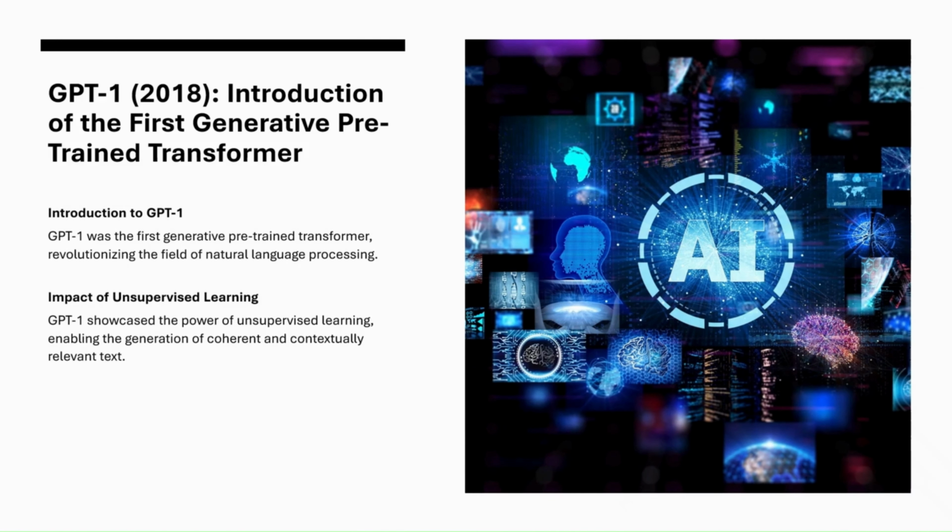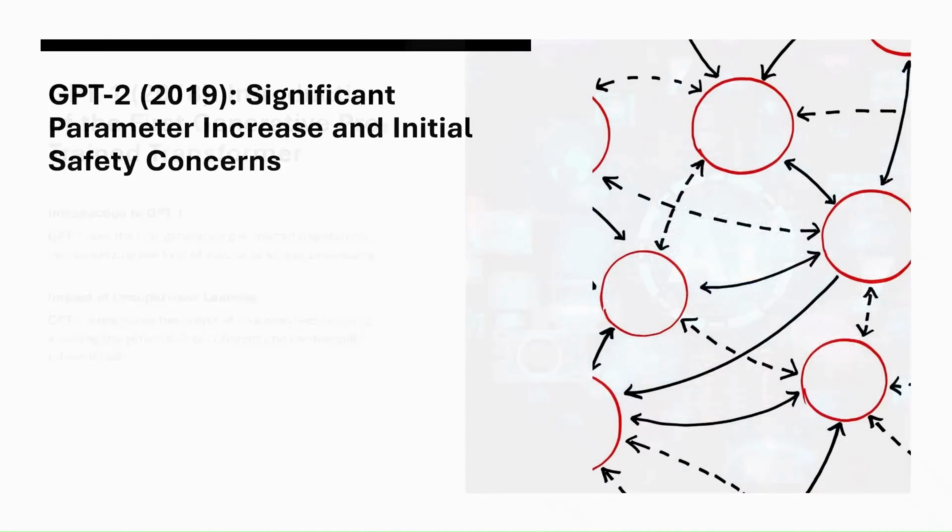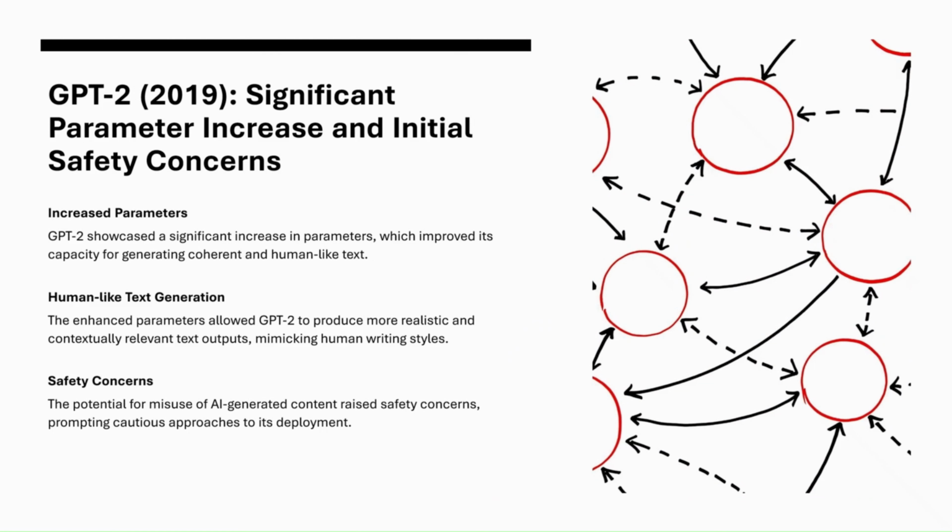Generative pre-trained transformers, which are called GPT, are a big step forward in AI language tools. Newer versions have become smarter and more useful over time. GPT-1 was launched as the first of its kind. It showed that AI could learn on its own and create clear, meaningful text. GPT-2 came out in 2019 with many more parameters, making it better at writing like a human, but it was released carefully because people were worried it could be misused.